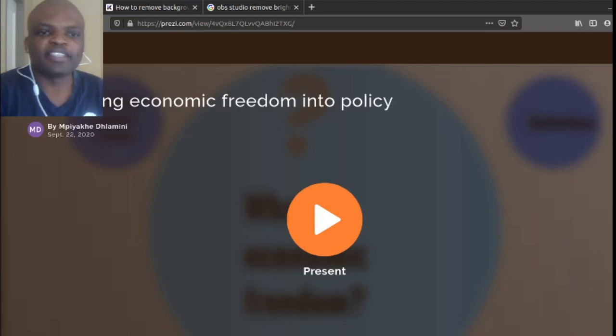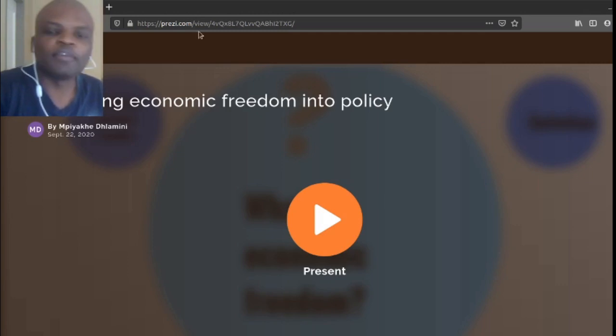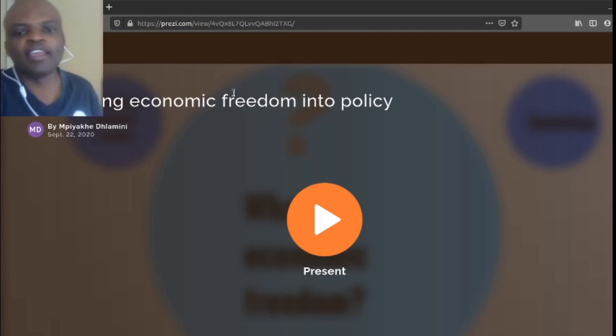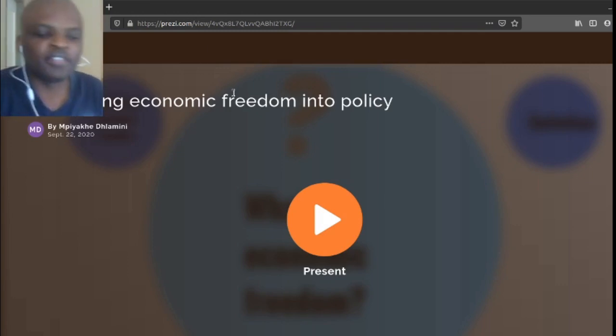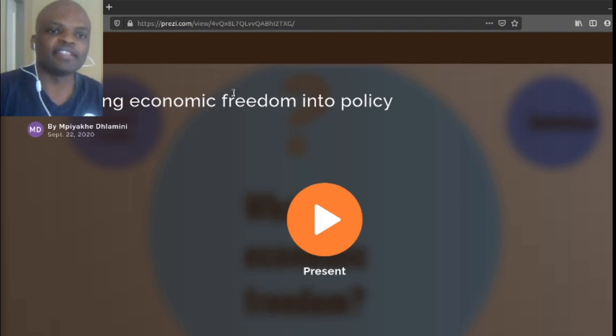I will be discussing some aspects of economic freedom, especially as it relates to translating economic freedom into policy, like some of my thoughts around that, some of the ideas I've thought about. This basically comes from the Economic Freedom of the World by Fraser Institute. This is an index released every year.